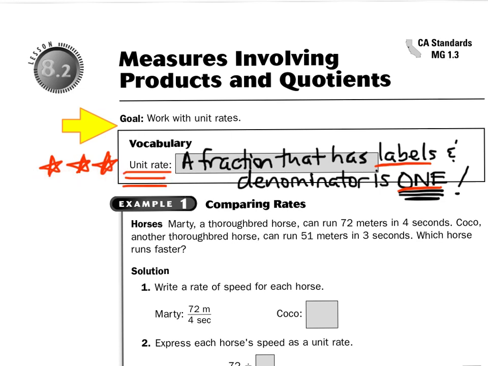A unit rate. Whenever they say they want a unit rate, they want you to make a fraction that has labels. Okay, the labels must be there for credit. And you need to make the denominator become 1 of whatever item it is. So you have to divide by whatever number you see in the denominator so that it becomes a 1.